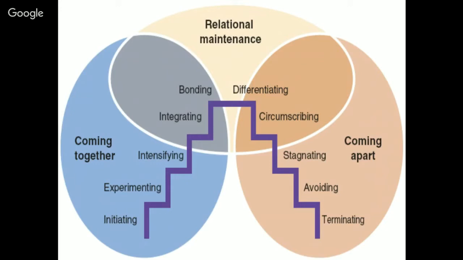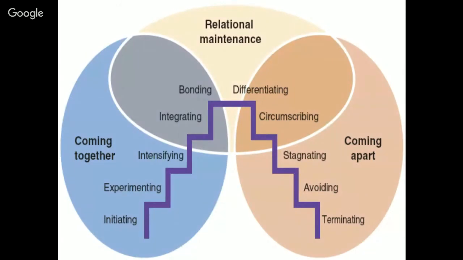Differentiating is on the same level as bonding. It's at the very, very top of this chart. It's in the relational maintenance stage. And that should let you know that it's actually a pretty important and valuable component to a relationship.